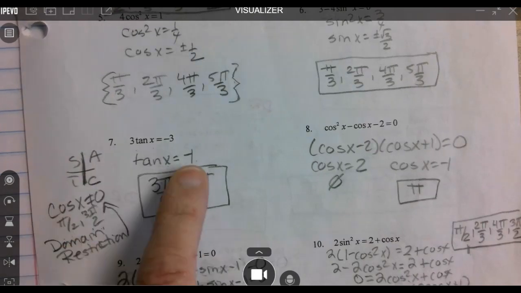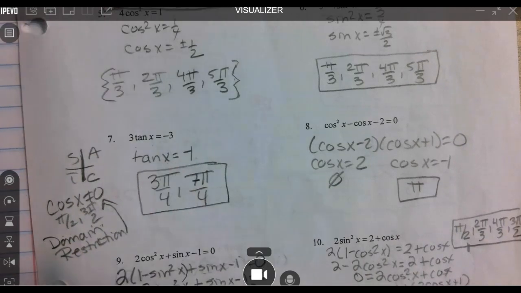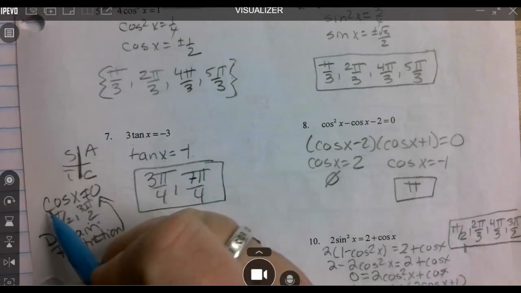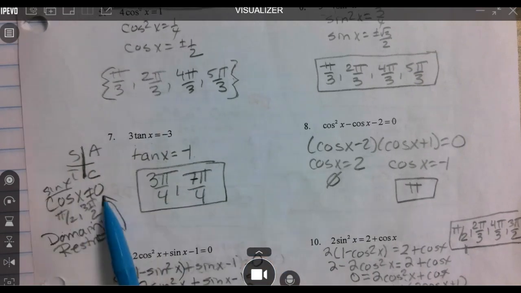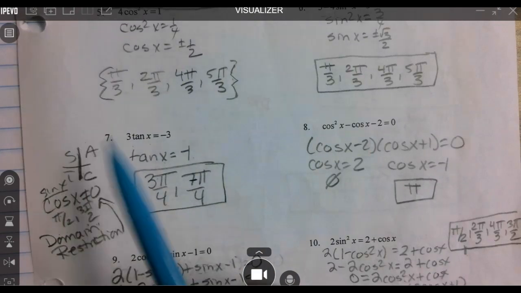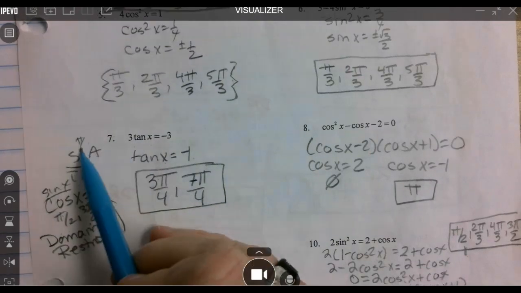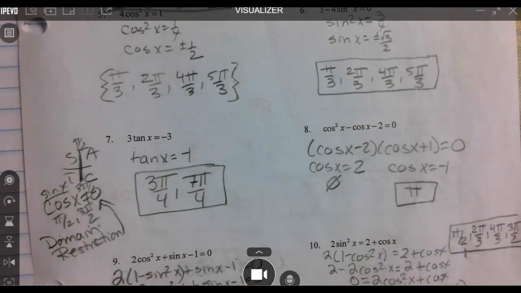And all I have to do is figure out where the denominator is equal to 0. Well, this is really just tangent is sine over cosine. So I figured out where the cosine is equal to 0. Well, that is my pi over 2 and 3 pi over 2. So if I had gotten pi over 2 or 3 pi over 2, I would have had to throw them out. Well, I didn't get those, so I had nothing to throw out.